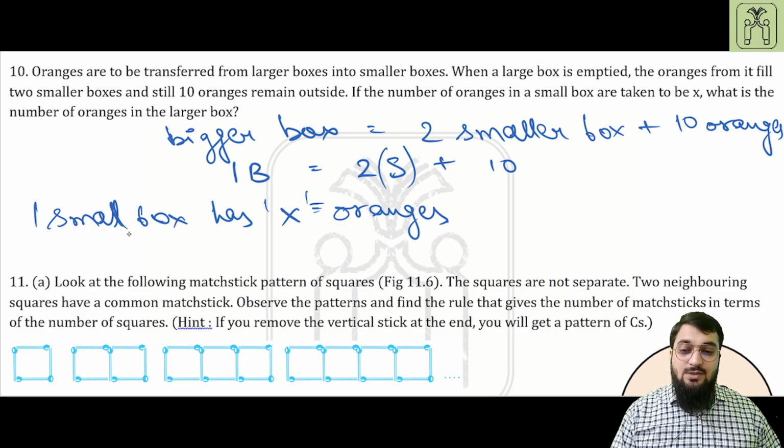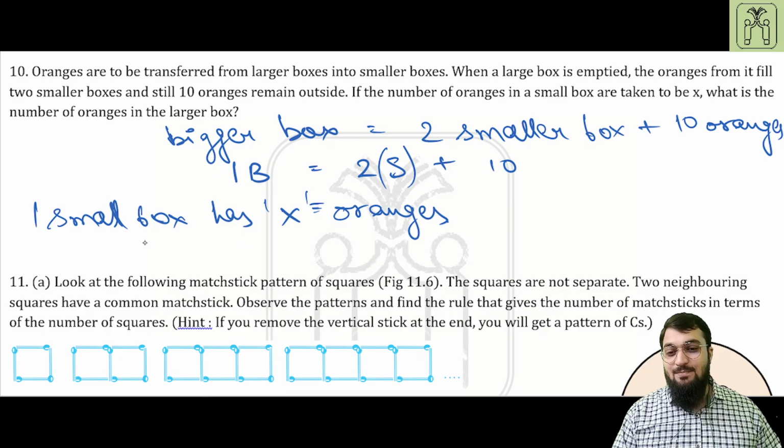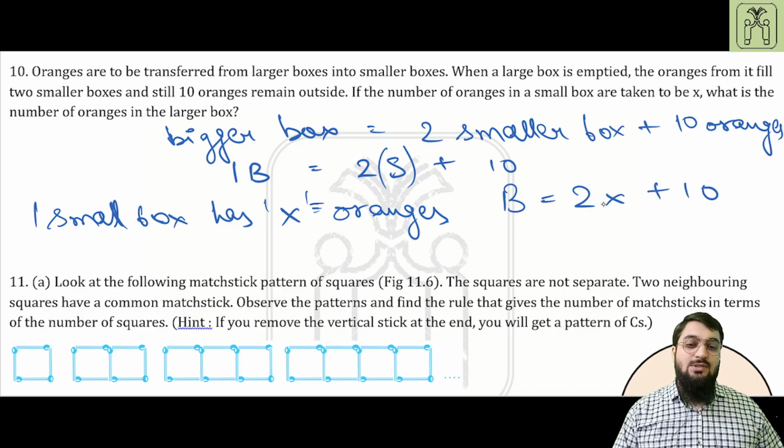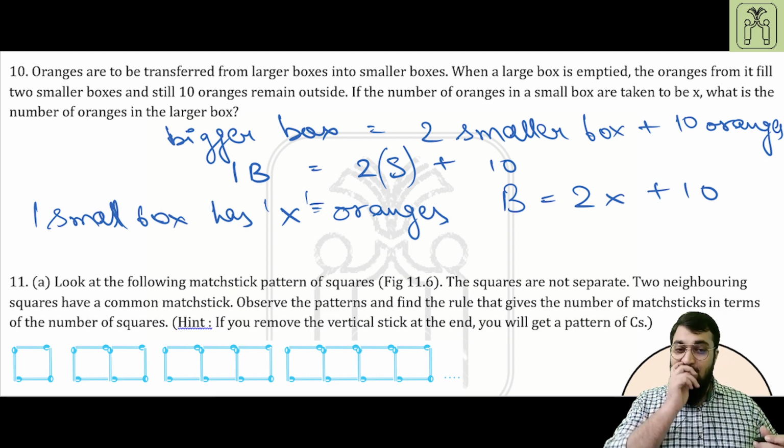So we can just replace one small box, that is s, with x oranges. Therefore, we can write that the small box has x oranges. So one big box is equal to 2x plus 10, because two small boxes are filled when one big box is emptied out.